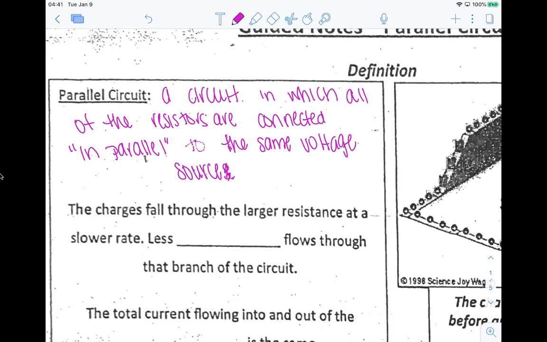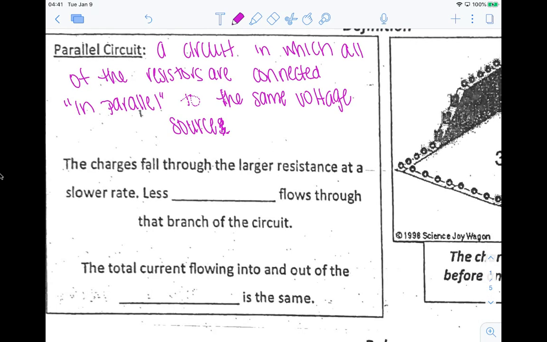The charges fall through the larger resistance at a slower rate. Less current flows through that branch of the circuit. Current and charge relate to each other. The total current flowing into and out of the battery is the same.